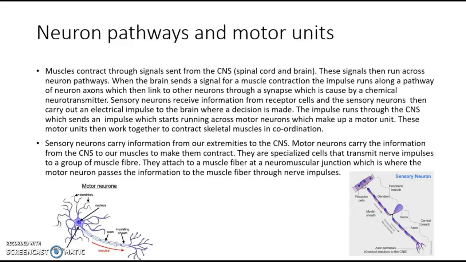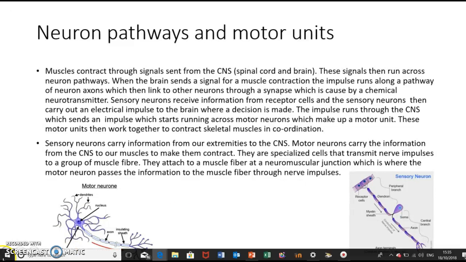Sensory neurons carry information from extremities to the central nervous system. Motor neurons carry information from the CNS to our muscles to make them contract. They're specialized cells that transmit nerve impulses to a group of muscle fibers. They attach to a muscle fiber at the neuromuscular junction, which is where the motor neuron passes information to the muscle fiber through nerve impulses.